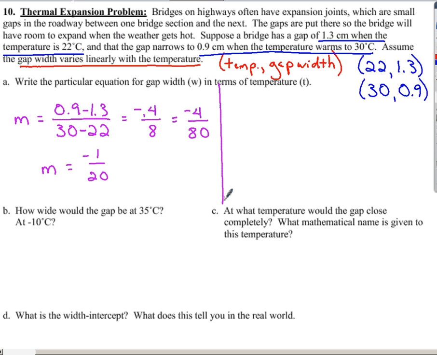Got your slope, plug into your equation. If we start with point slope form again, it doesn't matter which point we play with. I chose the second point. If I plug in using the second point, it's y minus the y value, which is 0.9, equal to the slope of negative 1/20 times x minus 30.